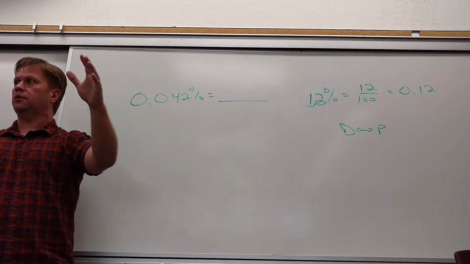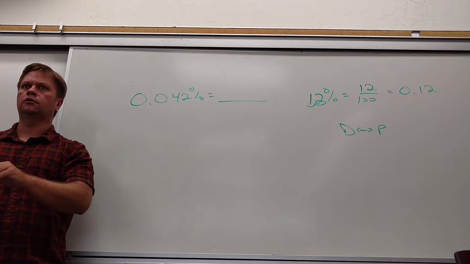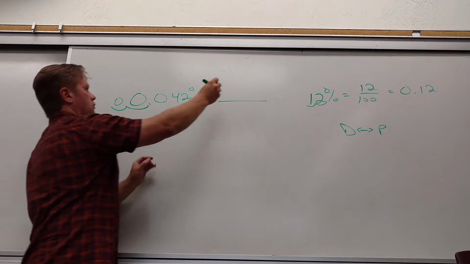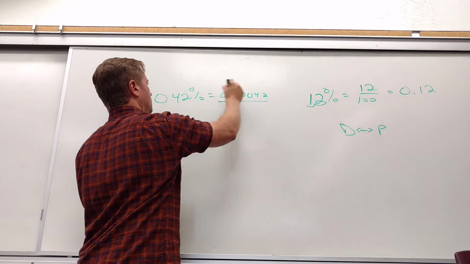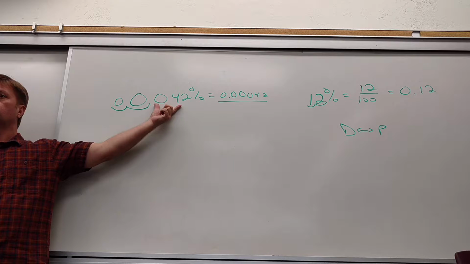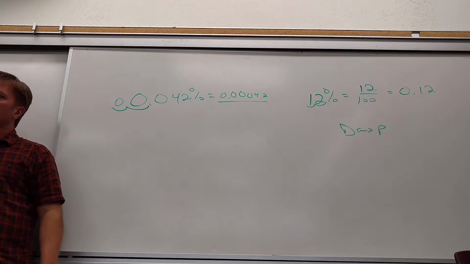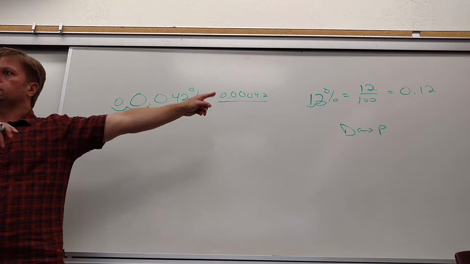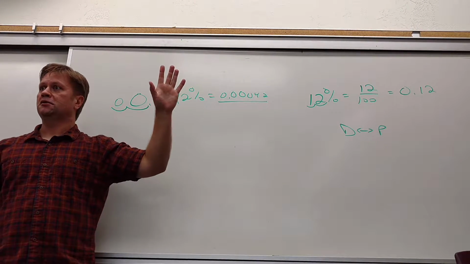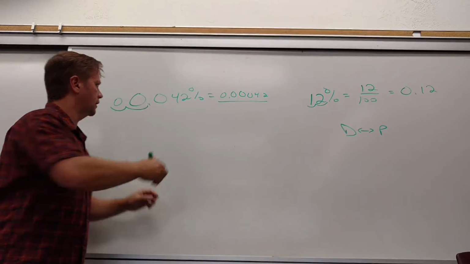Should my number get smaller or bigger if I divide it by 100? Smaller. So it's got to go that way. Once, twice, so I'm going to add a 0, so it'll be 0.00042. I know the number is already small, but oh well, it has to get smaller to become a decimal. If you're going from a percent to a decimal, definitely. Obviously, if you're going from a decimal to a percent, it's got to move the other way, or else everything would just get smaller and smaller forever.